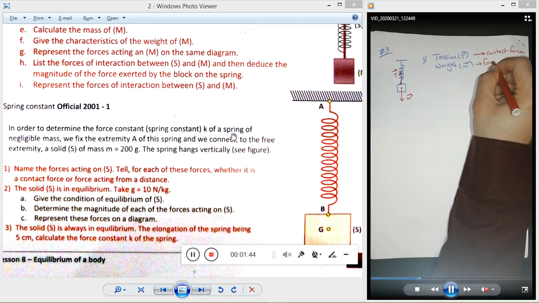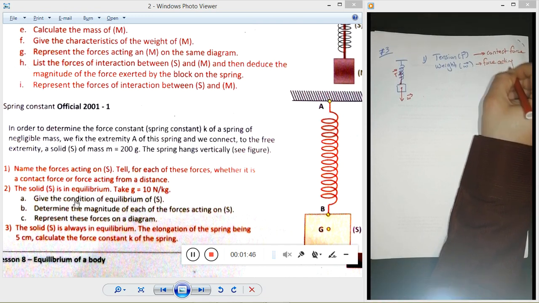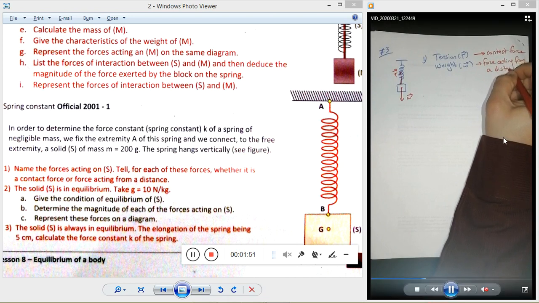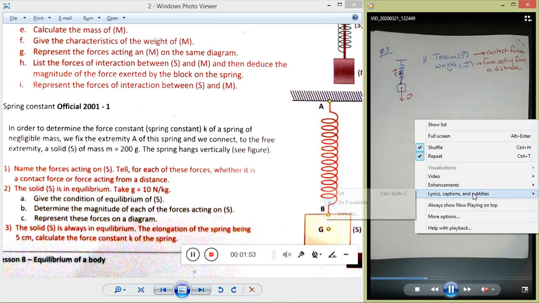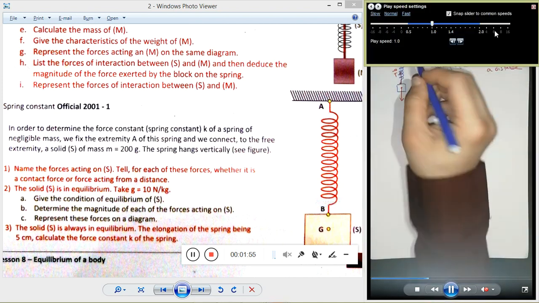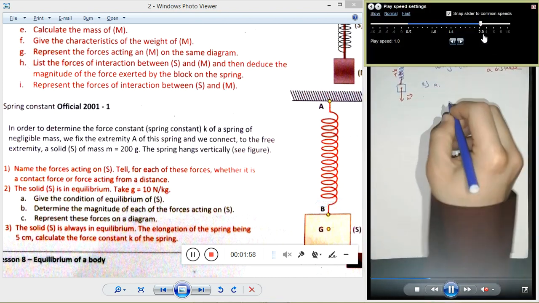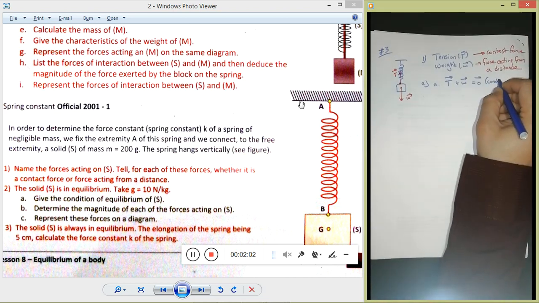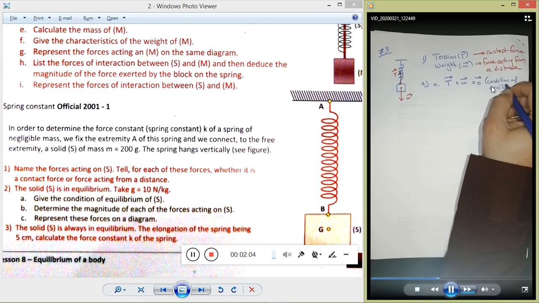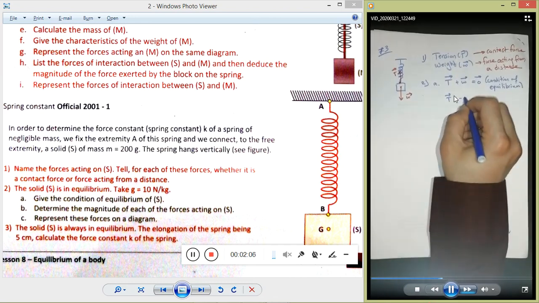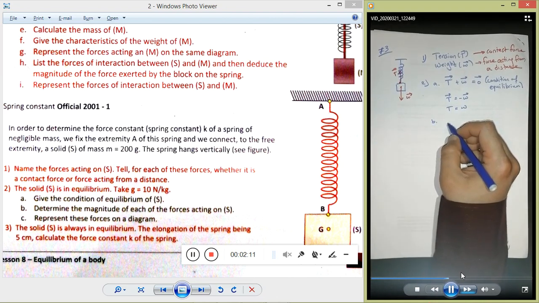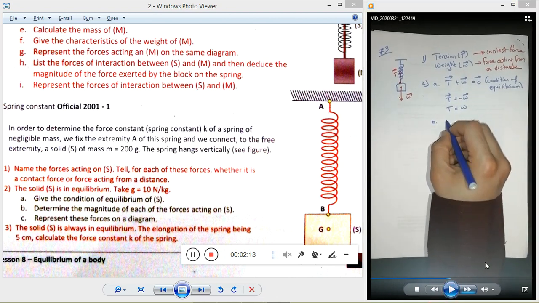The second question: the solid S is in equilibrium. Take gravity equals 10 newtons per kilogram. Give the condition of equilibrium. The condition of equilibrium is T vector plus W vector equals 0 vector. The second step, we send the weight to the right: T vector equals minus W vector. The magnitude relation is T equals W.